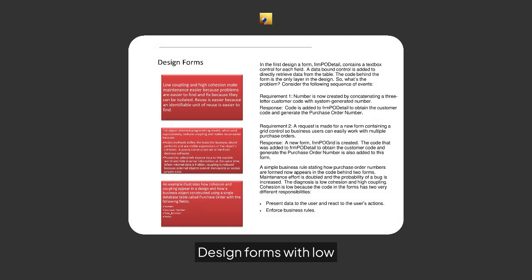Design forms with low coupling and high cohesion simplify maintenance. By isolating problems, they make reuse more efficient. This slide illustrates how object-oriented programming can reduce coupling and enhance cohesion. Using a purchase order example, we can see an example of what is incorrect design as opposed to a correct design for measuring both coupling and cohesiveness.